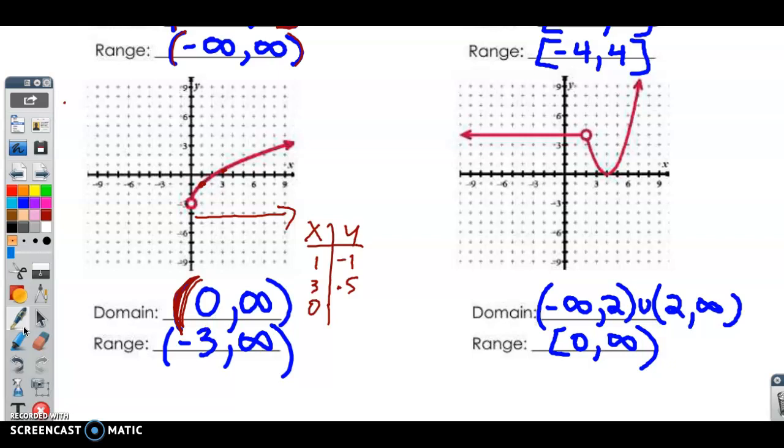Now, the range is asking for the possible y values. The y values start at negative 3, and they go up to infinity.